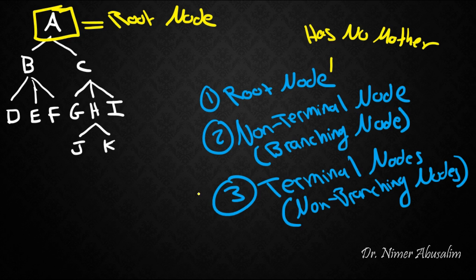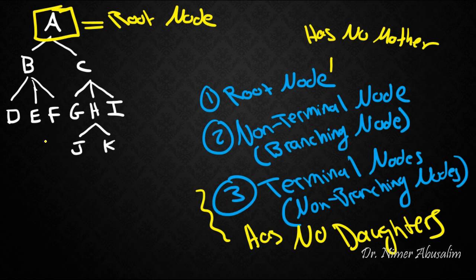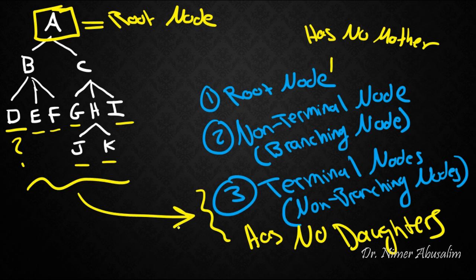Now let's take a look at the terminal nodes. Terminal node just means that it has no daughters. So which ones here do not have any daughters? Well, D does not have any daughters. Neither does E, nor does F, nor does G, nor does I, but also J and K. So all of these are terminal nodes, or non-branching, means that they don't have any branches coming out after them. But be careful now, H is not like K. H has some branches. So H is a non-terminal node because H has daughters.